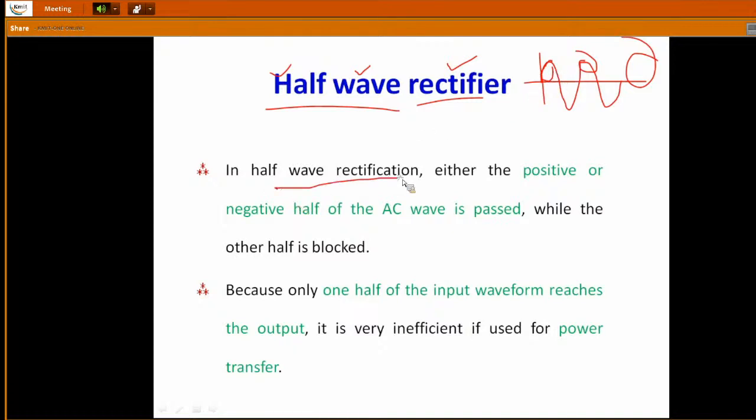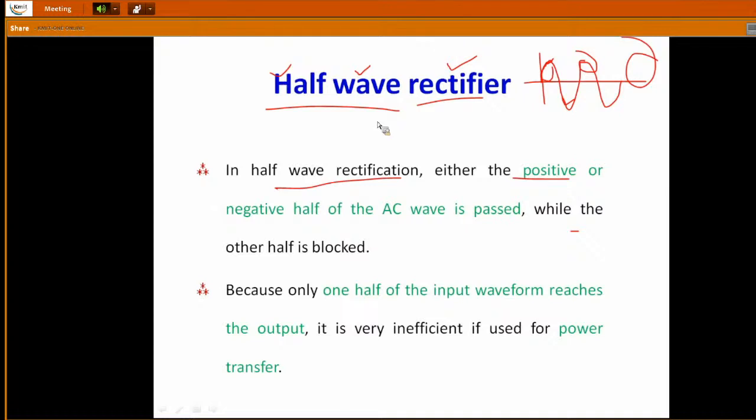Now in half wave rectification, either the positive or the negative half of the AC wave is passed. It may be the positive half of the AC wave or the negative half of the AC wave. Any one of them is going to be passed through the rectifier, while the other is going to be blocked. We will see the circuit diagram. With the help of the circuit diagram, you will get clarity.